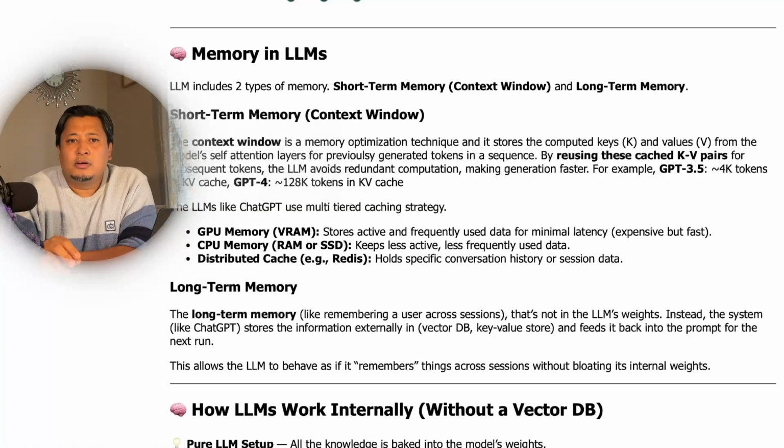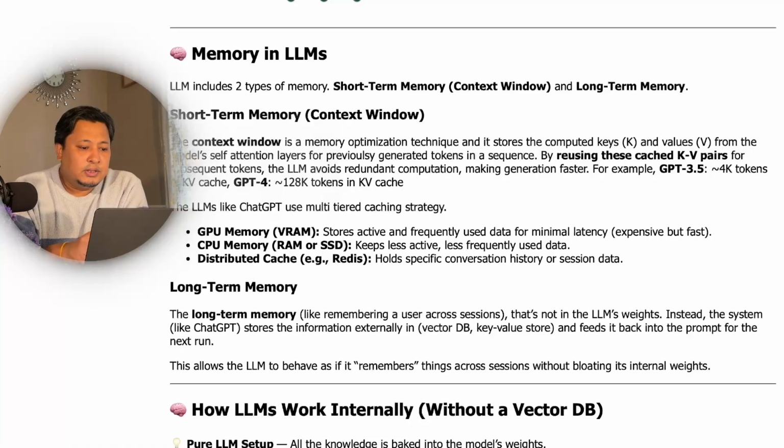Moving further, we have millions and billions of customers who use ChatGPT, and it needs to process and generate responses faster. Due to this, ChatGPT applies a multi-tiered memory strategy. In the multi-tier memory strategy, the first one is the GPU memory, which is the graphics processing unit memory.